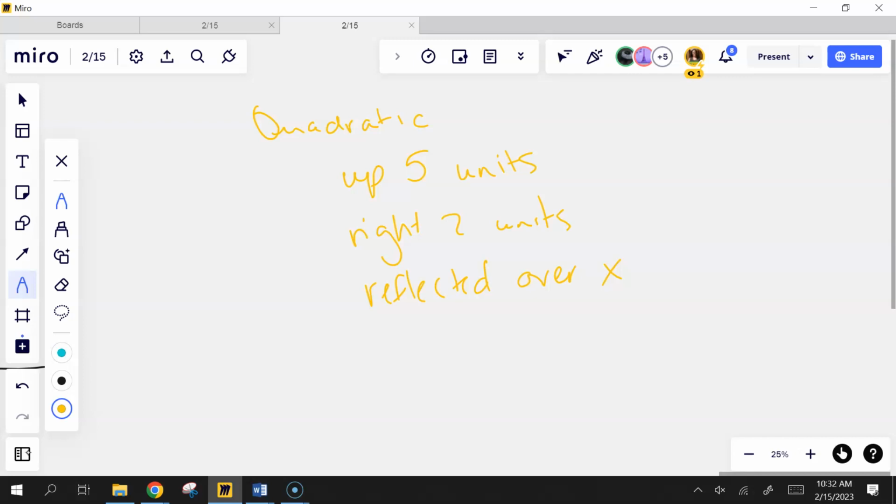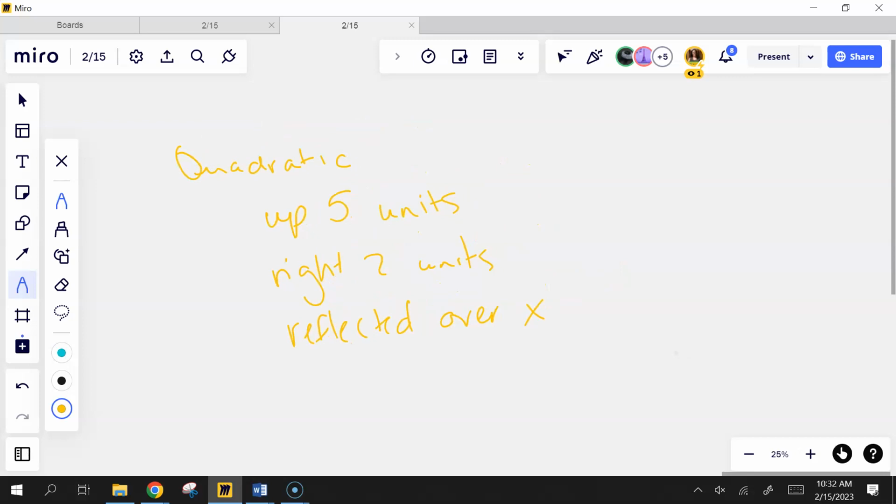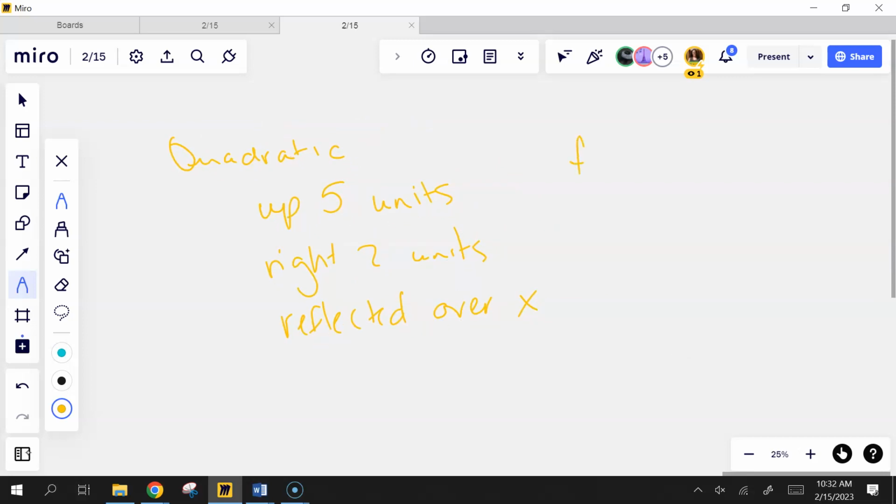All right, so the quadratic is the squared, right? All right, I've got x. The right 2 is going to be minus 2 squared. Up 5 is plus 5. And then to reflect over x, does the x get negated or the in front get negated? Where do I put the negative? In front. Easy peasy.